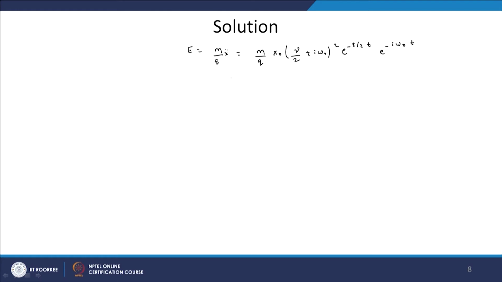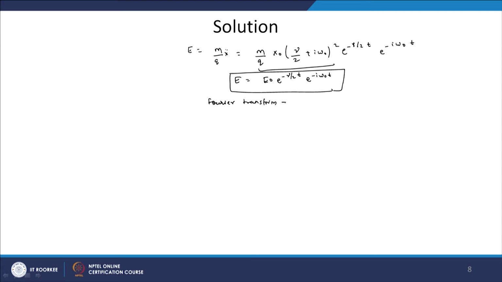Now, what we do is we can just write down this E as E naught, this is the magnitude. So, E is equal to E naught e power minus gamma by 2 t, e power minus I omega naught t. So, this is the expression for the electric field. Now, we apply the Fourier transform.